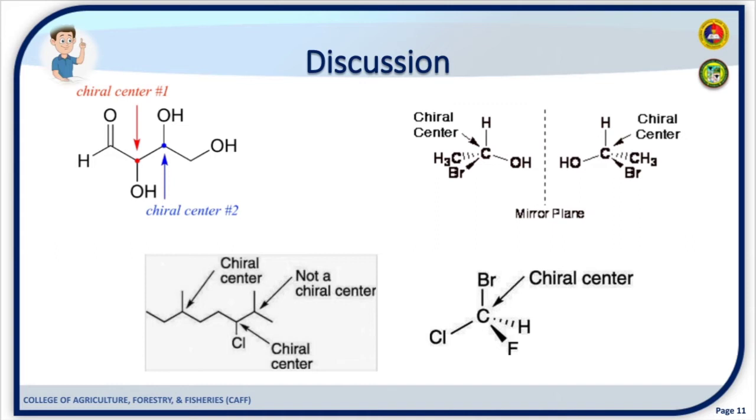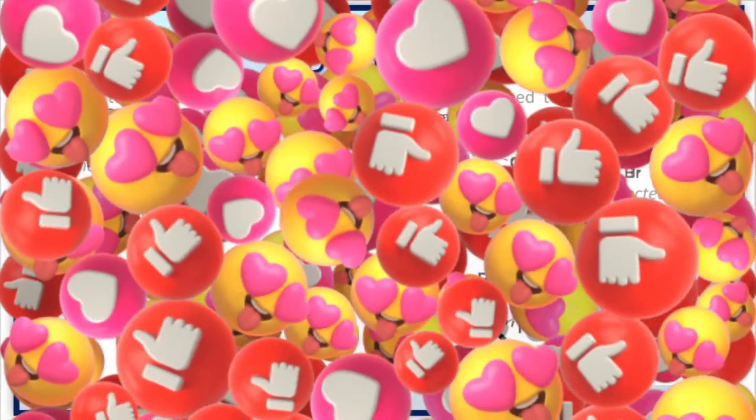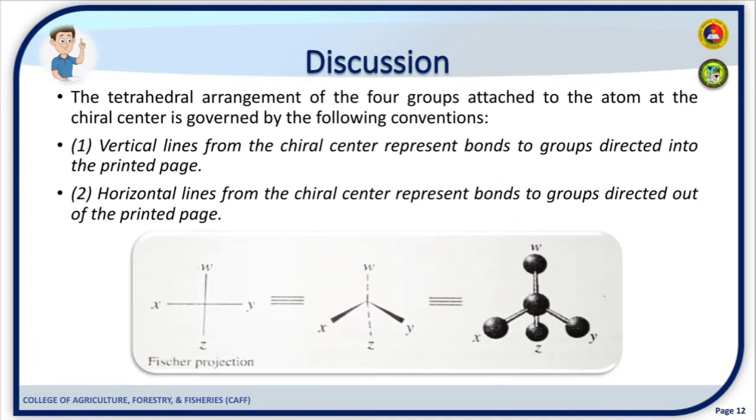Just remember, the central carbon atom that you can see in the molecular structure will only be considered the chiral center if that central carbon atom is bonded to 4 different substituents. Now, the tetrahedral arrangement of the 4 different groups or substituents attached to the central carbon atom at the chiral center is governed by the following convention: the vertical lines and the horizontal lines.